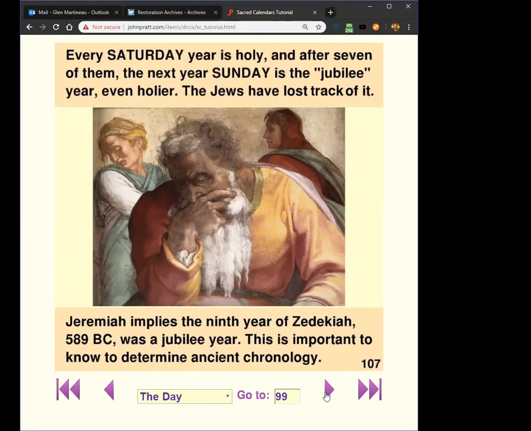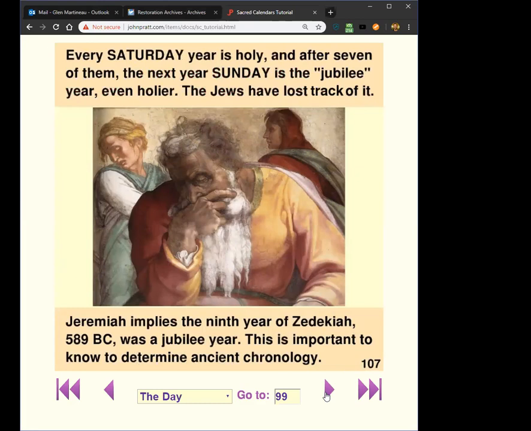The Jews have lost track of the Jubilee year. So we've talked about counting years by sevens before. 7 times 7 is 49. They just count 7 times 7 forever. So they don't count by 50s. They count by 49s. But the Sunday after the end of a 49-year cycle, the next year is called the Jubilee year. And it also is the first year of the next Jubilee cycle.